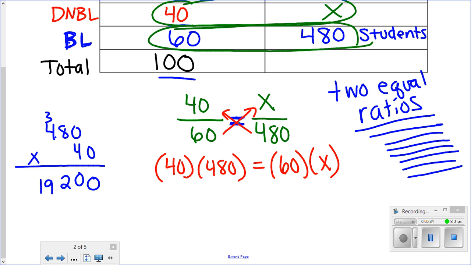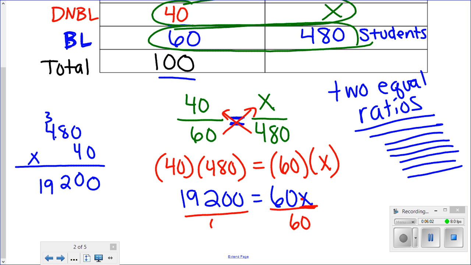So now we end up with 19,200 is equal to 60x. When a variable and a number are right next to each other, it means multiplication. In order to solve for x, which we are trying to isolate, we have to say, what is happening to x? And you would tell Mrs. Clark, it is being multiplied by 60. So we need to divide by 60.